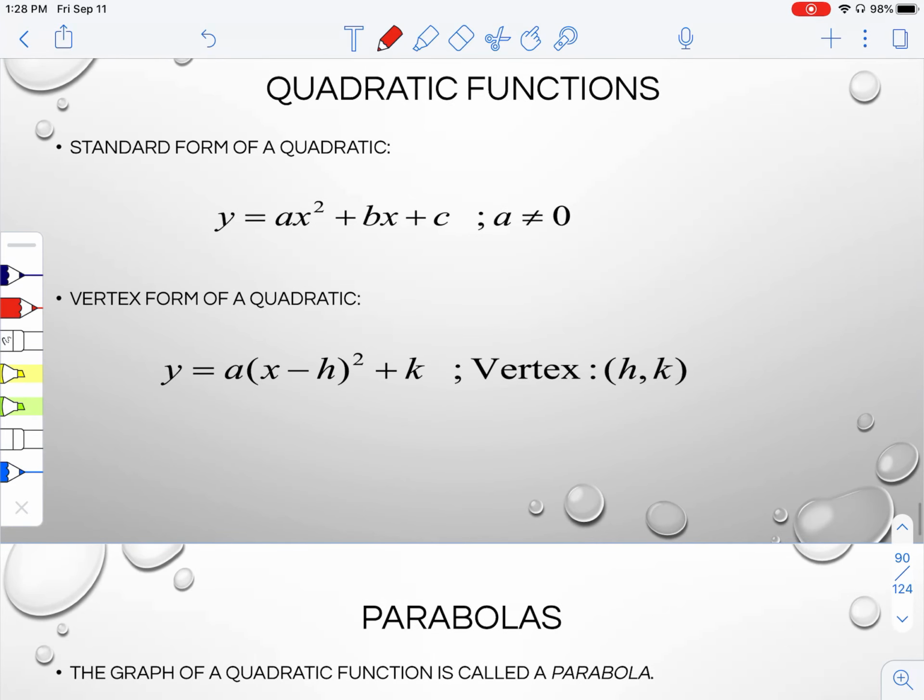Just some review of standard form of a quadratic is ax squared plus bx plus c. A cannot equal 0. That's because if a is 0, we don't have a quadratic term. Therefore, we don't have a parabola. And the graphing vertex form is using a, h, and k, and our vertex is always at the location (h, k).